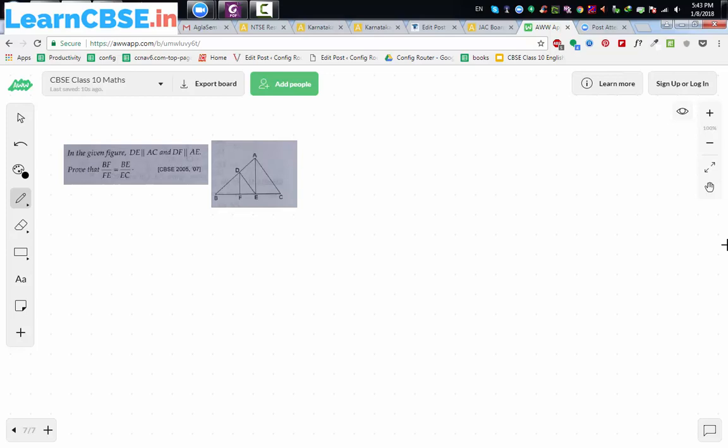We have to prove that BF by FE equals BE by EC. Okay, let's see how we can prove it. This is a very simple question. I have to choose the triangle in such a way that we can use the lengths BF, FE, BE, EC.